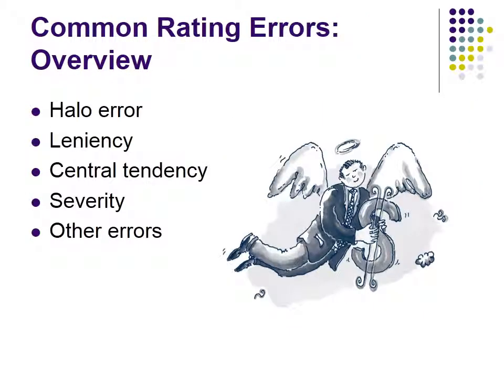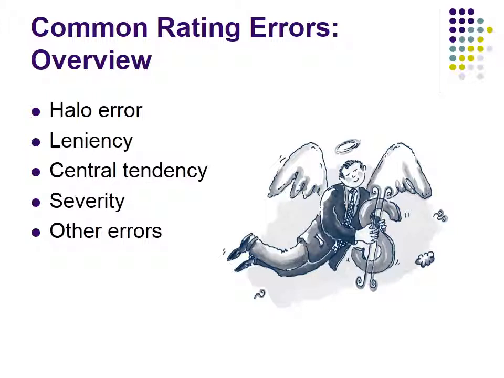So another way that industrial organizational psychologists look at this idea of increasing accuracy is to look at common rating errors. And here's the ones we're going to talk about. And there are some others, but broadly, these are the ones that are most likely to occur when we're looking at performance appraisal, especially if we're assigning numbers to that performance.